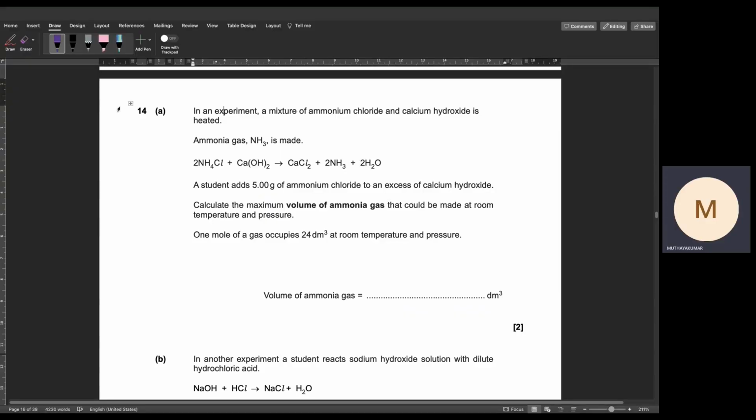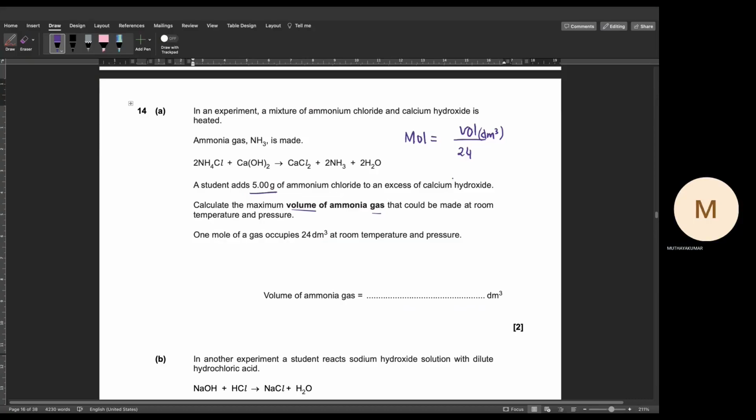Question 14. In an experiment, a mixture of ammonium chloride and calcium hydroxide is heated. Ammonia gas is made, and we are given the balanced symbol equation. The student adds 5 grams of ammonium chloride to an excess of calcium hydroxide. Calculate the maximum volume of ammonia gas that could be made at room temperature and pressure. 1 mole of gas occupies 24 decimeters cubed at room temperature and pressure. So the equation we want to use is moles of gas is equal to volume of gas in decimeters cubed divided by 24.